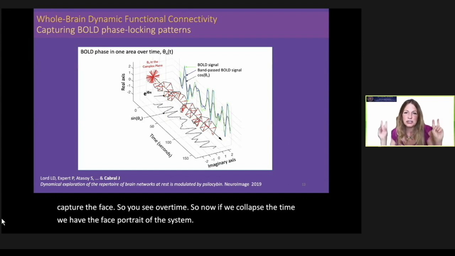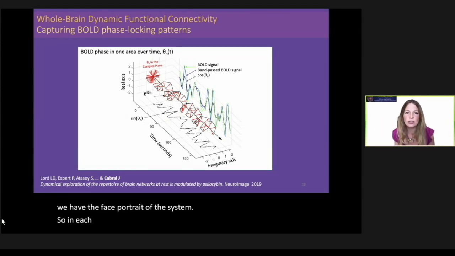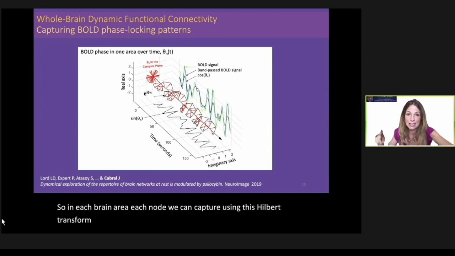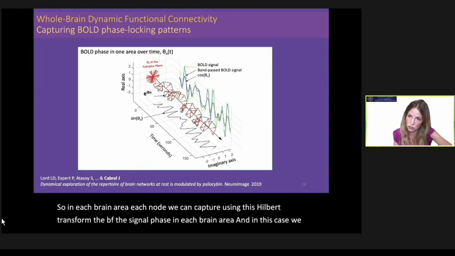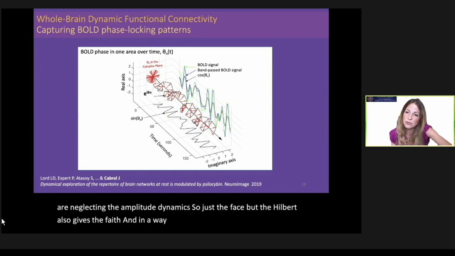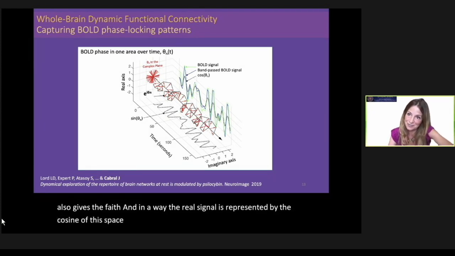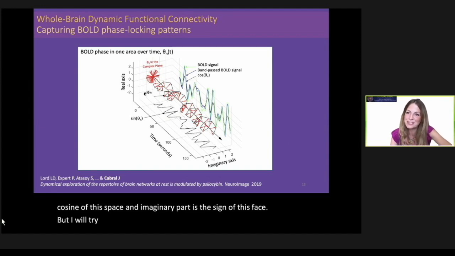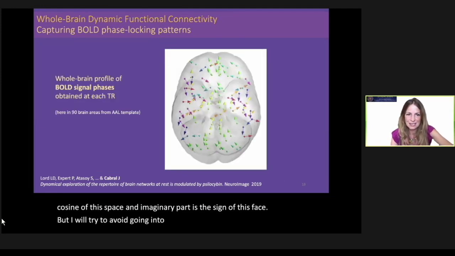So in each brain area, or each node, we can capture, using this Hilbert transform, the BOLD phase, the signal phase in each brain area. In this case, we are neglecting the amplitude dynamics, so just the phase, but the Hilbert also gives the phase. In a way, the real signal is represented by the cosine of this phase, and the imaginary part is the sine of this phase. But I will try to avoid going into deep mathematical concepts.